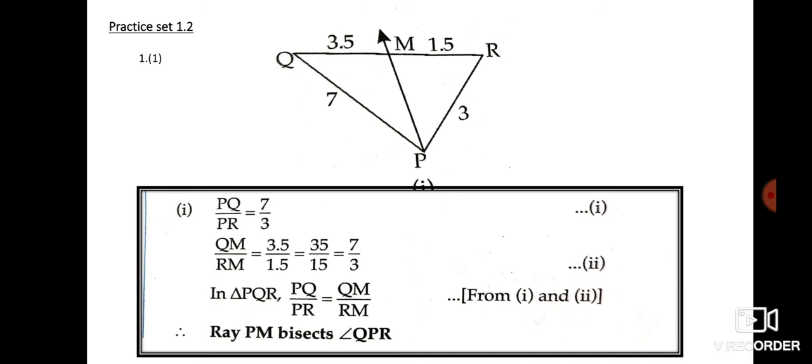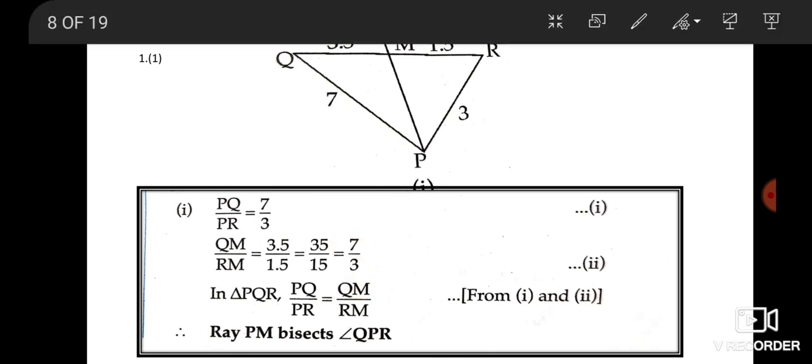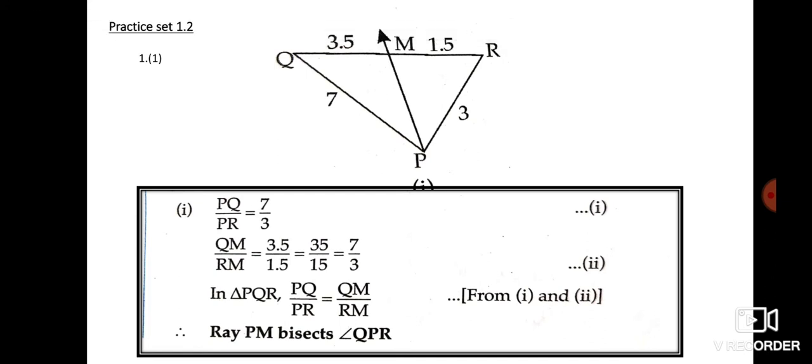In the beginning only, if you write this and then substitute, you will get a big 0. You are not supposed to do that. And then you say in the end that ray PM bisects angle QPR.